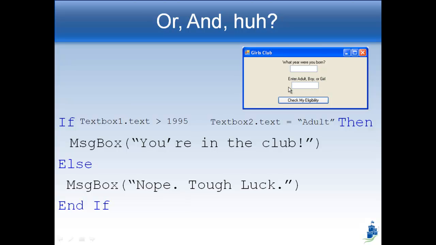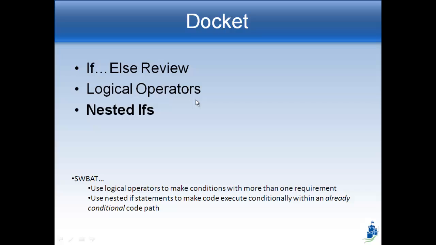That gets tricky, right? So we can say, all right, if they're greater than 95, and then we can't just say or here, because then if it's a boy, okay, let's say it's a boy born in 97, right? He shouldn't be in the club, right? Because he's a boy. Doesn't matter when he's born. But since he was born after 97, this is true, and if we put an or here, that means the whole thing is true.